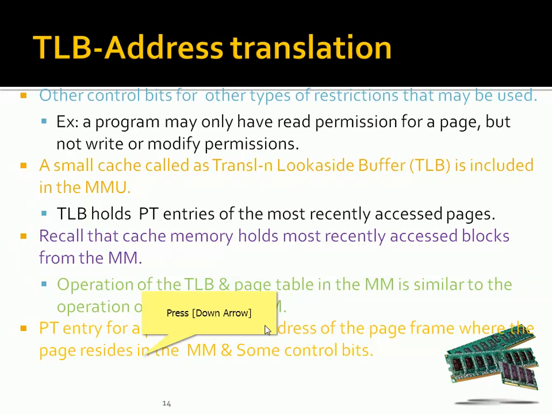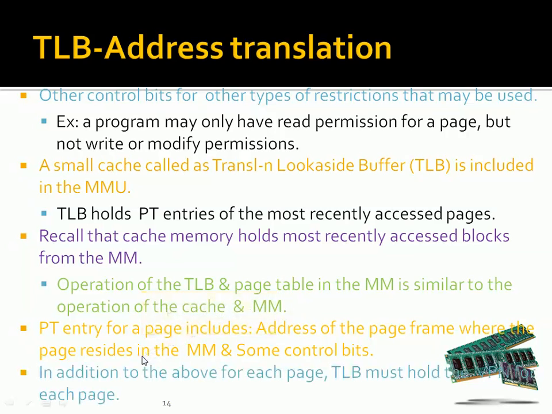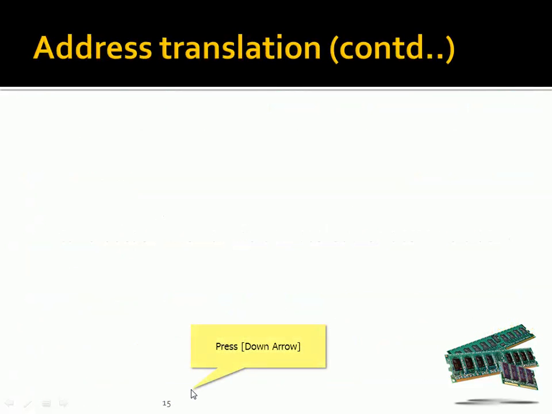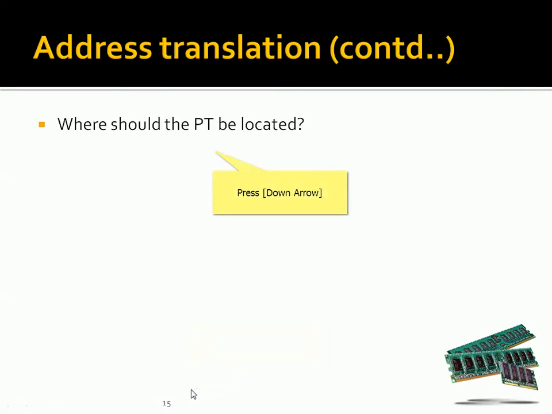So the page table entry further explicitly contains where the page resides in main memory and other control bits. In addition, the TLB must hold the VPN, the virtual page number, for each page. So that is also contained. Continuing on, where should the page table be located? The page table.